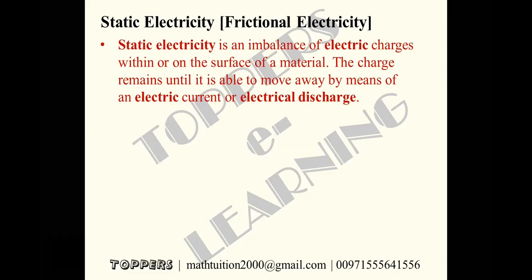So normally, when we are taking an atom, I told you the number of protons will be equal to the number of electrons, right? So that is balanced. So static electricity is an imbalance of electric charges. Some of the charges have been transferred from one atom to another atom, one material to another. So there is an imbalance, then charge will be accumulated. One will become positive, the other one will become negative.